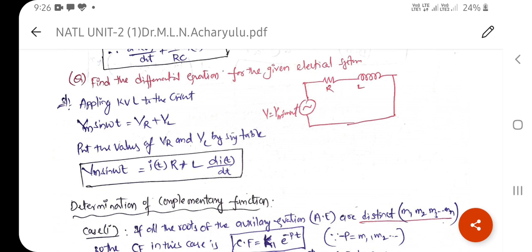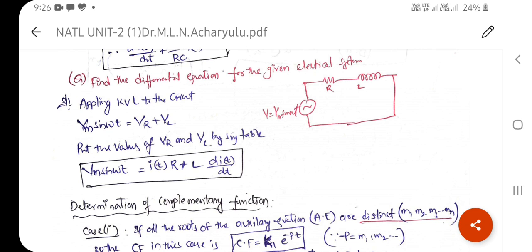Now you take the voltage drops across the resistor and the inductor, so VR plus VL. Previously we did the same thing with resistance and capacitor, and here it is a replica, but with resistance and inductor. So you have to do it in a similar manner.